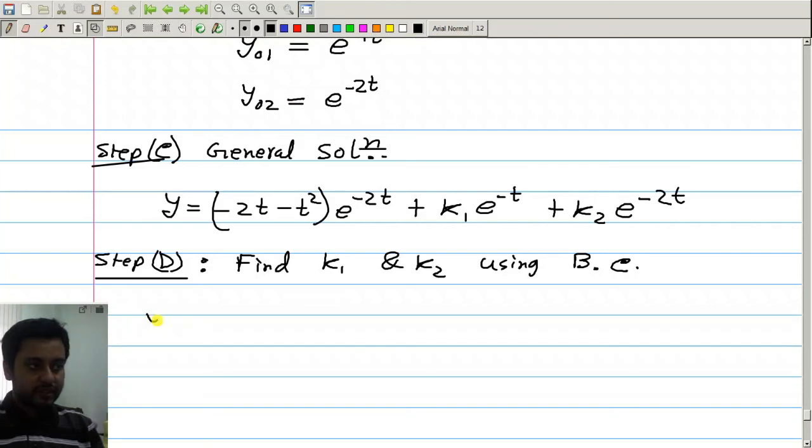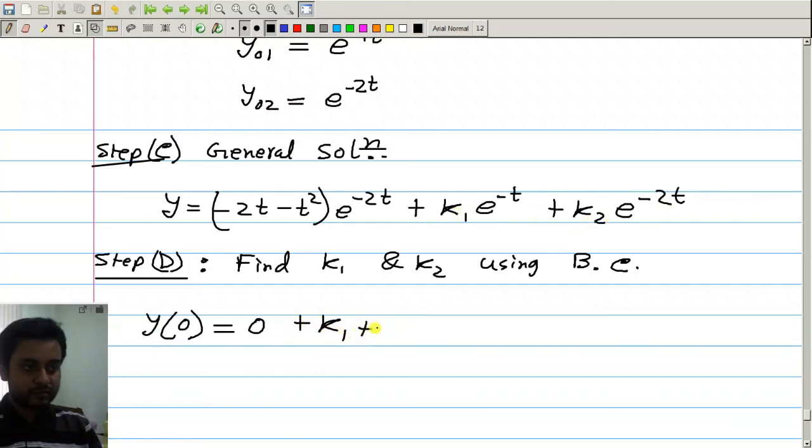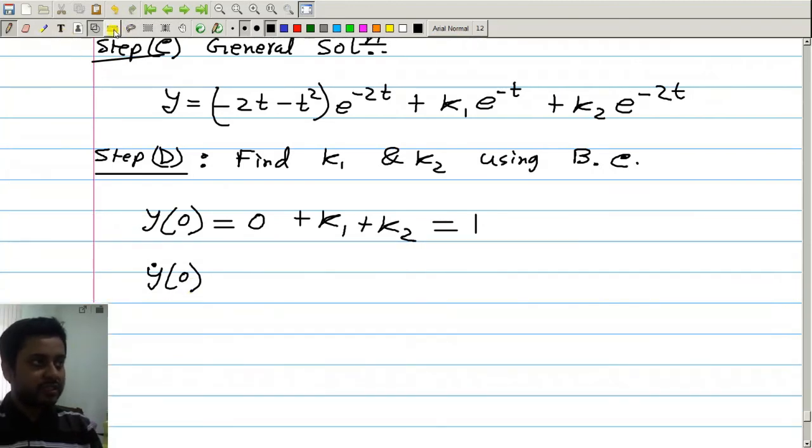For that, let me put t equal to 0, and then this term becomes 0. Here we have k1 plus k2, and in the question this is given to be equal to 1. Then y dot 0 we will calculate. So first let us differentiate this equation.